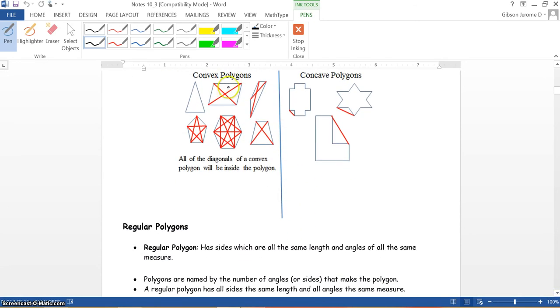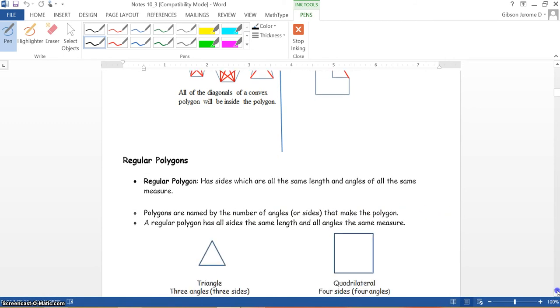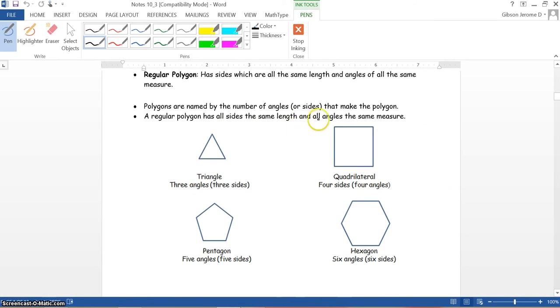Now these are convex polygons and concave polygons. All of the diagonals of a convex polygon will be inside the polygon. Now, regular polygons. A regular polygon has sides which are all the same length and angles of all the same measure. Polygons are named by the number of angles or sides that make the polygon.